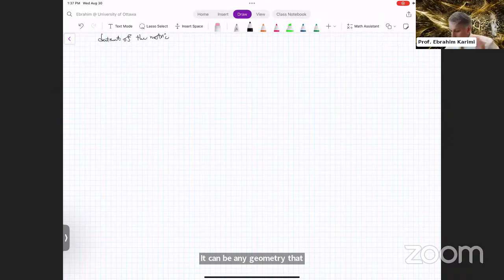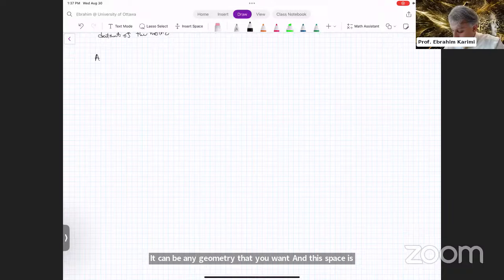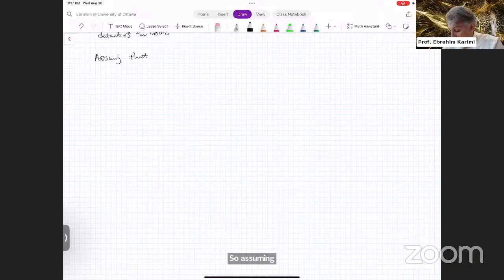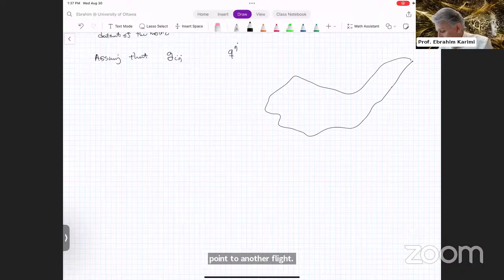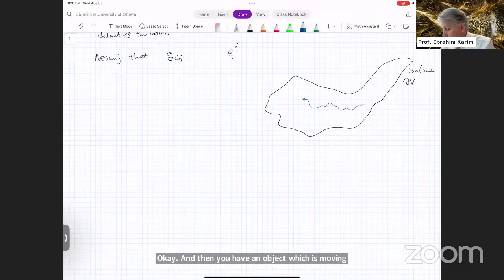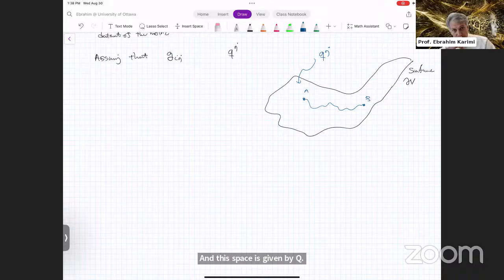And this space is given by a metric. So assuming that you have any space that you want, which is given by a metric of Gij, or indeed is given by the parameter of Qi, which is telling what's going on with this manifold or the surface that you have. For example, it can be a sphere. And then you have an object which you are moving, or letting this object move, from one point to another place. So for example, that can be your manifold that you have, which is a surface. Okay. And then you have an object which is moving from one place to another place, A B. And this space is given by QJ.